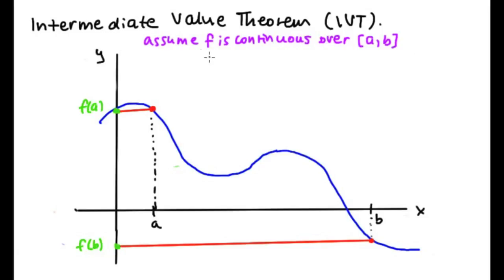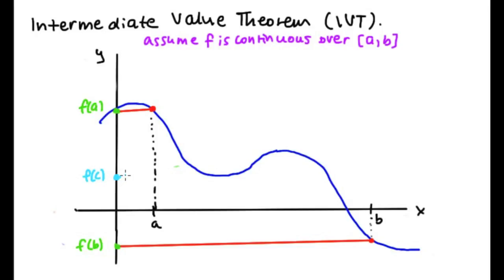So I claim that between f of a and f of b, there is a point here, and I'll call this f of c. And I claim that this y coordinate f of c, if it is between f of a and f of b, there is a corresponding, at least one, corresponding x coordinate c such that f of c is between f of a and f of b.